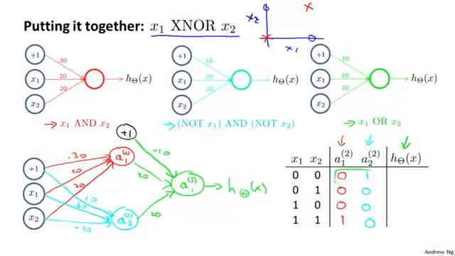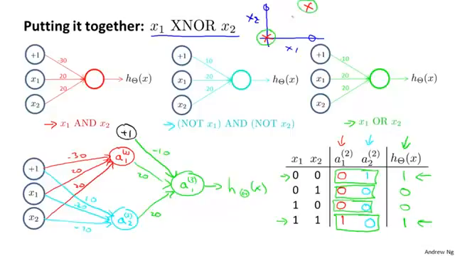The first entry is 0 or 1, which is 1. Then 0 or 0, which is 0; 0 or 0, which is 0; and 1 or 0, which is 1. And thus h of x is equal to 1 when either both x1 and x2 are 0, or when x1 and x2 are both 1. And concretely, h of x outputs 1 exactly at these two locations, and it outputs 0 otherwise.